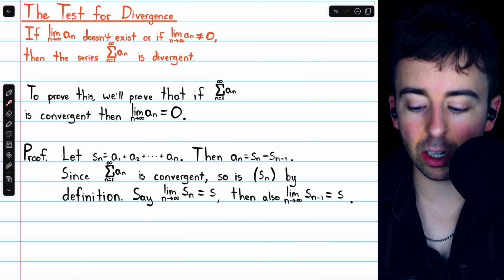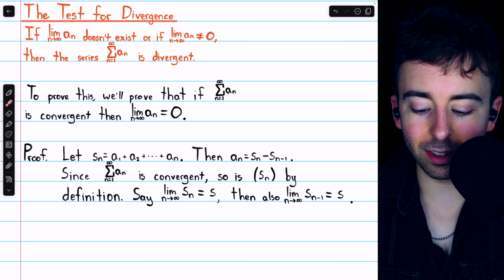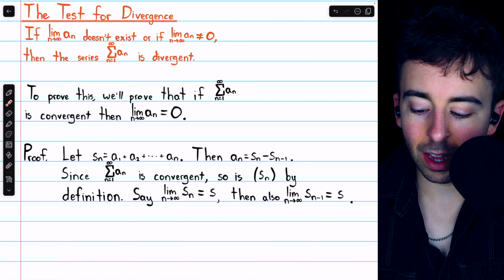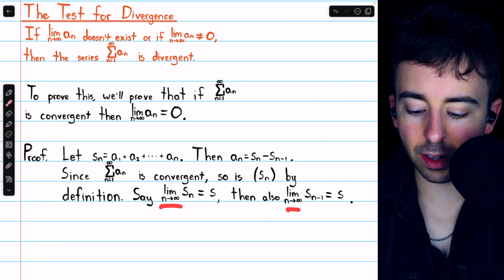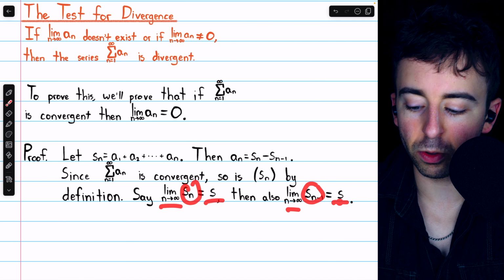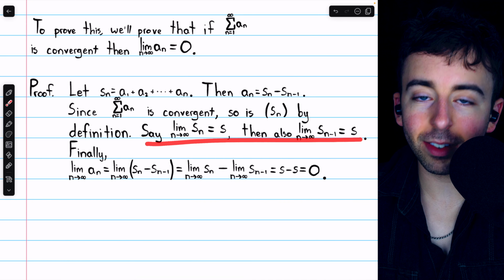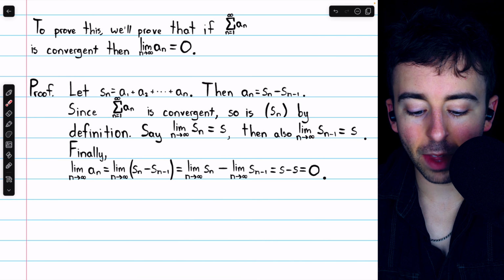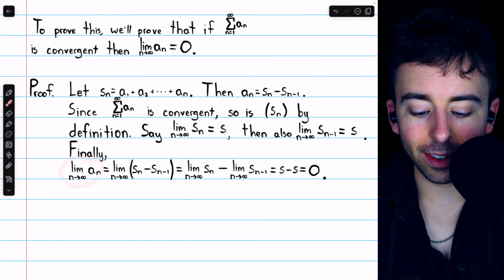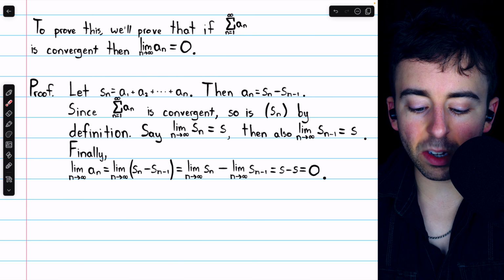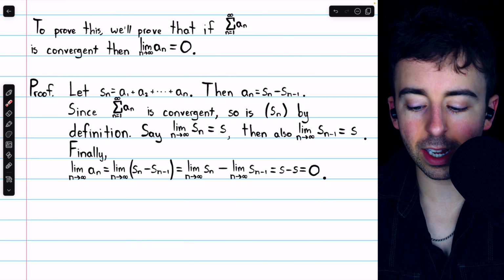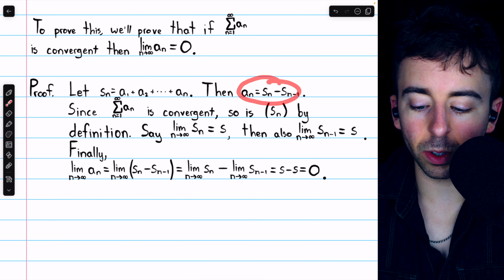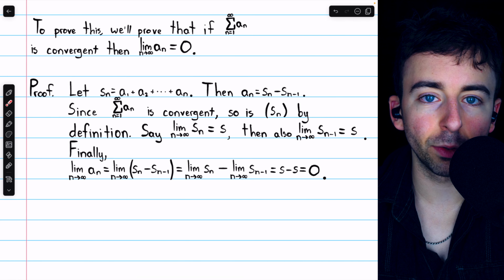Note that the sequence Sn minus 1 is the same as the sequence Sn. Sn minus 1 is just a term behind. But as n goes to infinity, of course, these sequences would approach the same thing. And then from all of this, our result follows pretty easily. The limit of an as n goes to infinity is equal to the limit of Sn minus Sn minus 1 as n goes to infinity. Because remember, an is equal to Sn minus Sn minus 1.